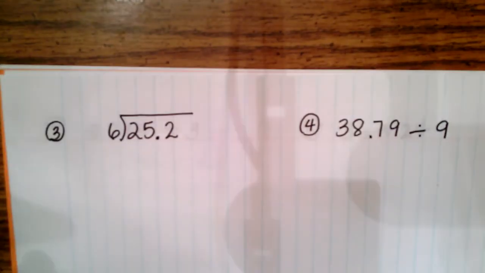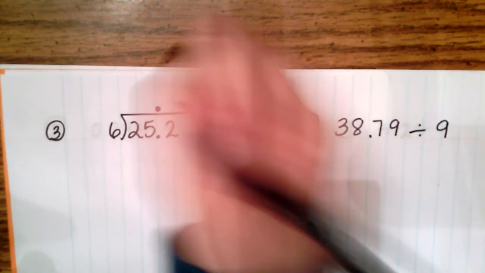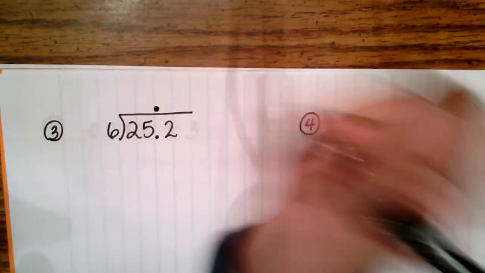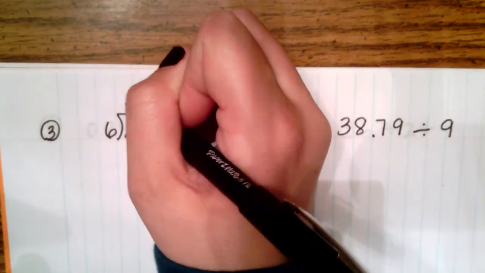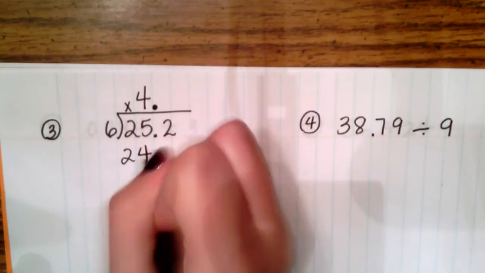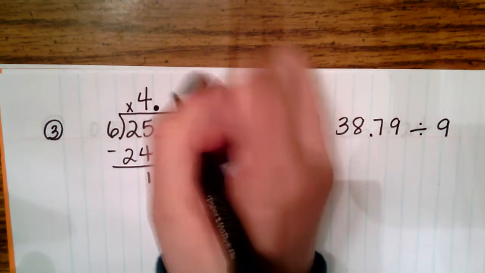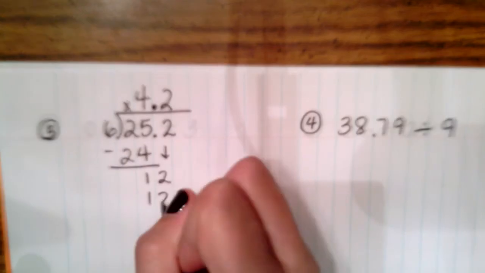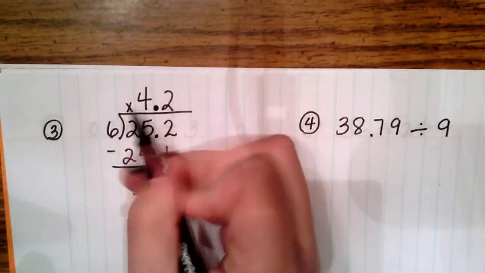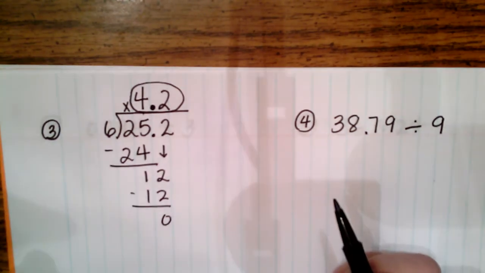Now we're dividing decimals. I only see a decimal in my dividend, so I'll float it up to my quotient. 6 can't go into 2. It can go into 25 4 times. And 6 times 2 is 12. So my answer is 4 and 2/10.